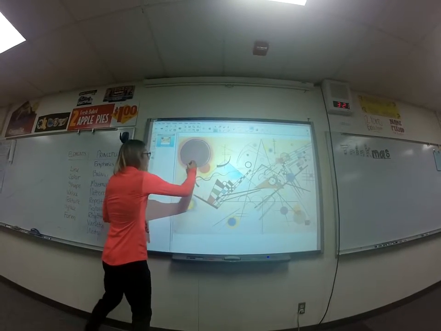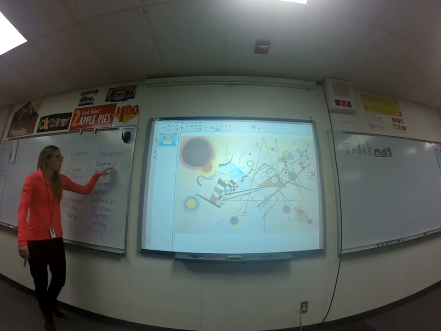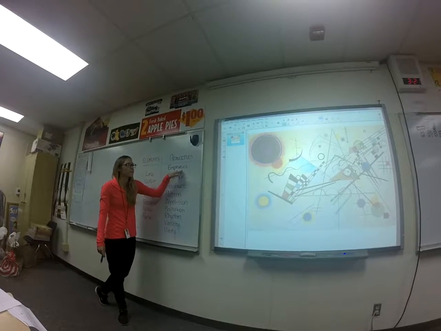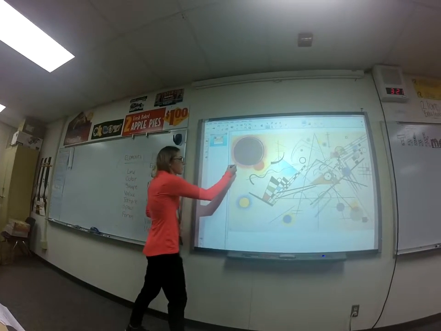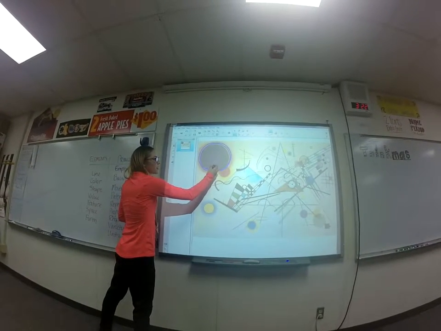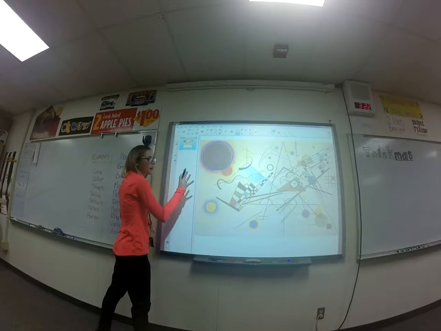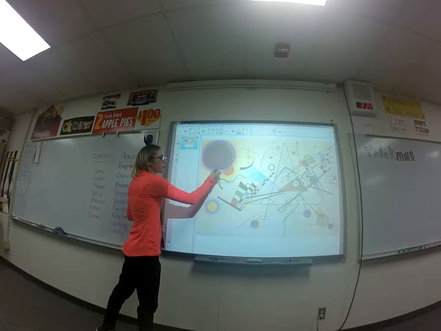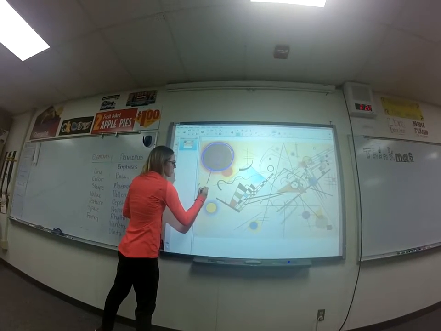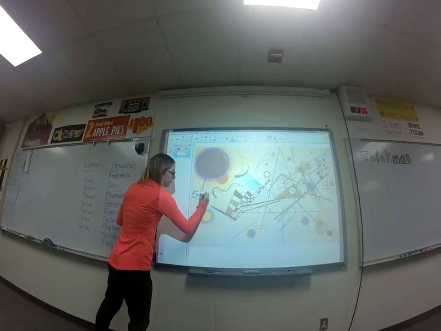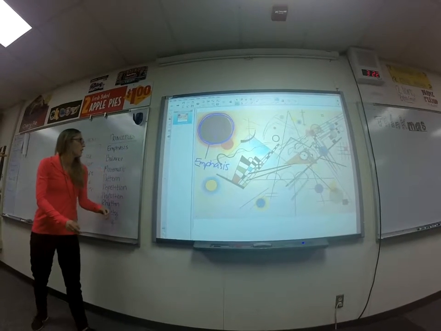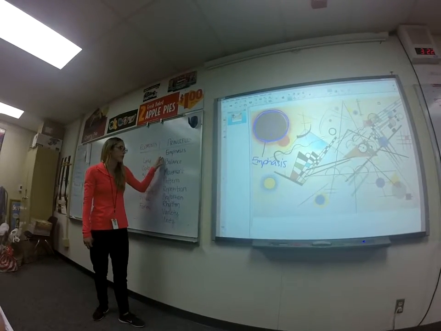So emphasis, also known as focal point, is right here. The emphasis is on this shape. It is different in color. It's black, stands out, and it is large. It's bigger than the other shapes. So that is emphasis. Okay, we're just going to go through the list.